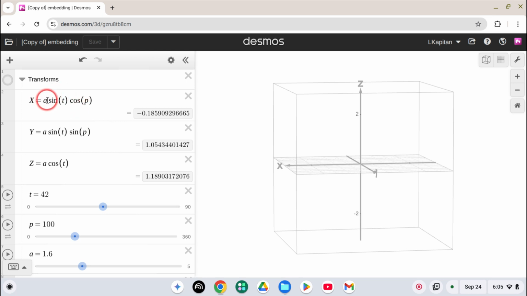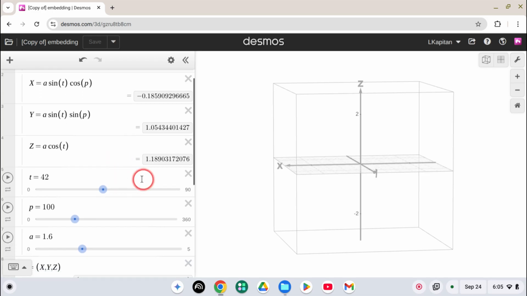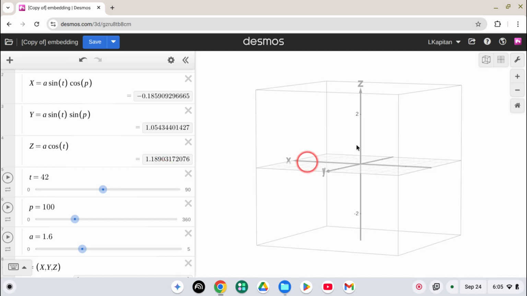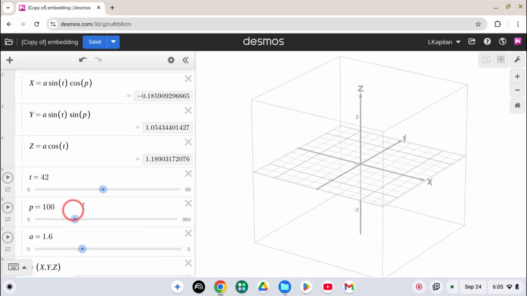Now, as soon as you type in these variables, it's going to say, do you want sliders for A, T, and P? And you say, yes, I do. Okay, so now I've got theta, phi, and the radius. Now, you can do this in radians or degrees. I think in terms of degrees, not radians, so I chose it to be in degrees. And so you click on these things here, right?